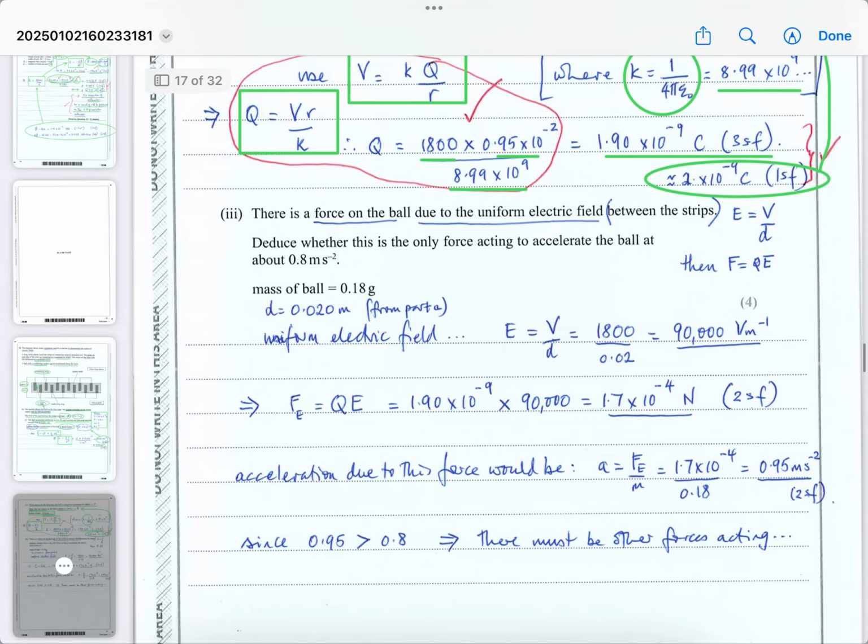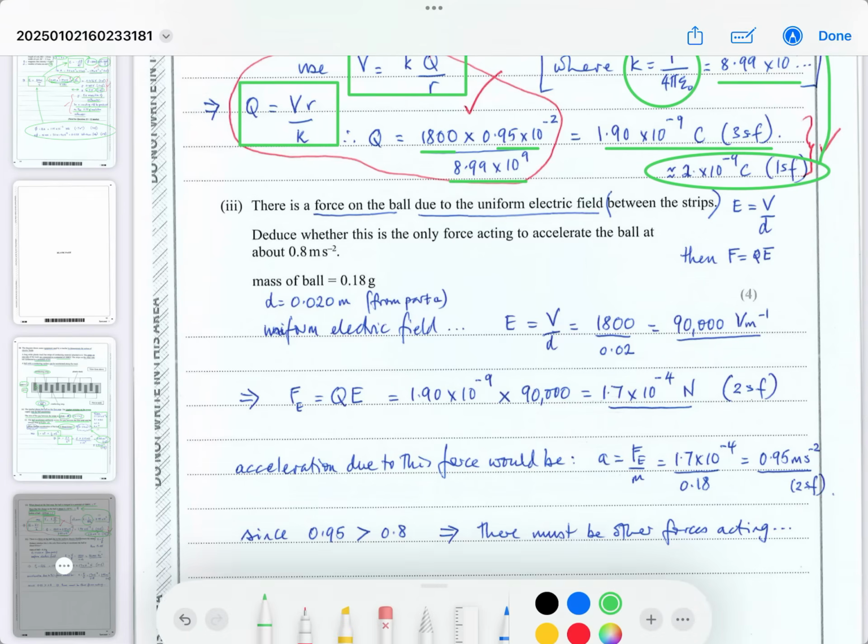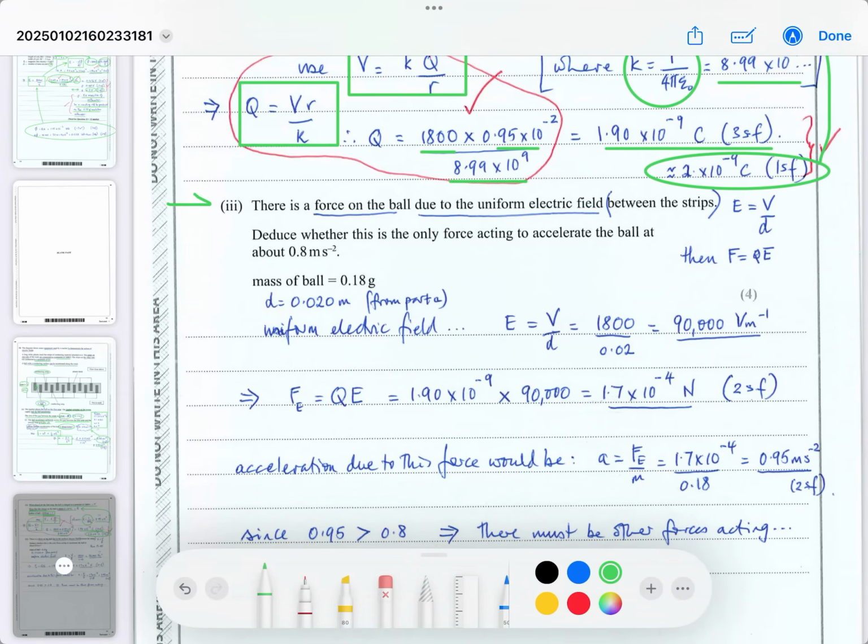It then says there is a force on the ball. Okay? There's a force on the ball due to the field. So that's why it accelerates. Okay? So there's a uniform field between the strips. Now uniform fields, you can use this equation.